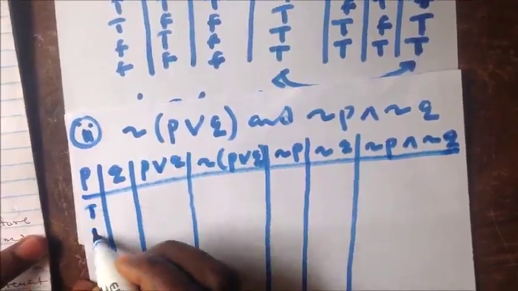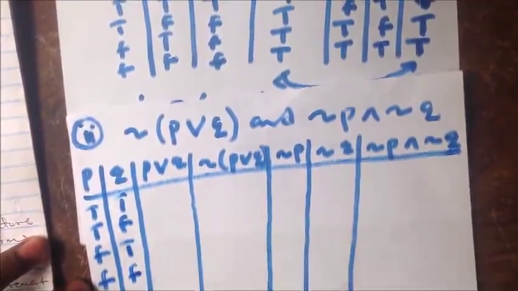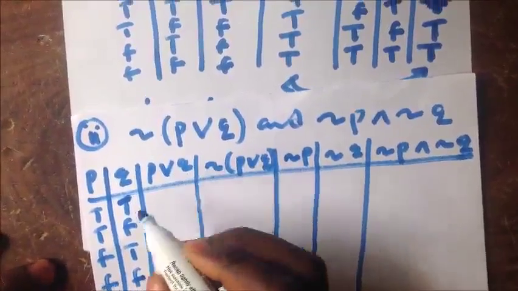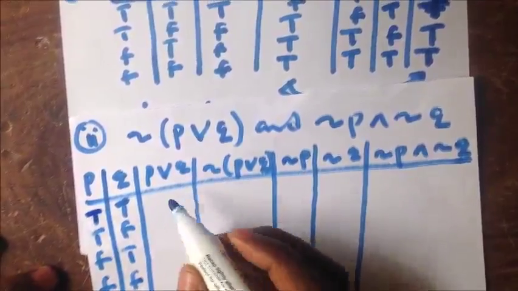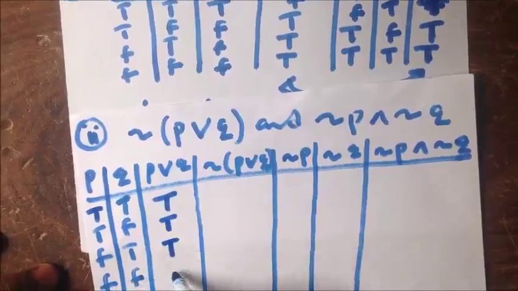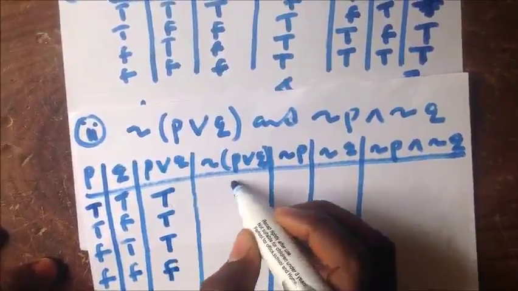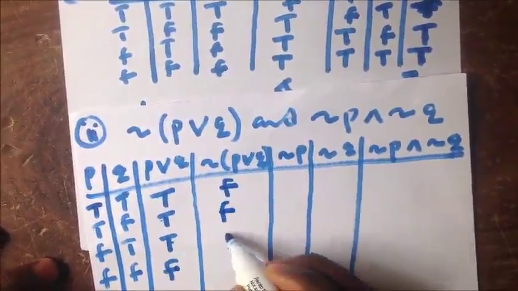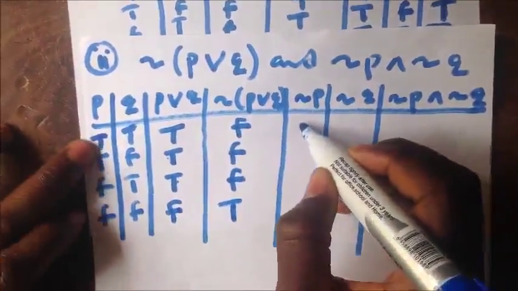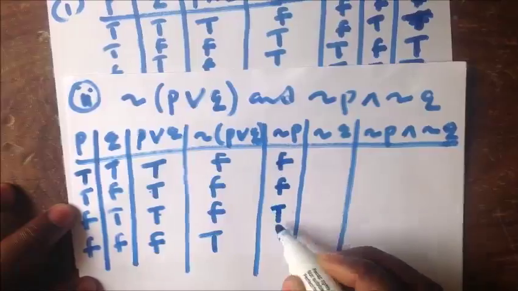Now this is the table that we are going to do. Let's say we have true, true, false, false, and true, false, true, false. We start with the or, which is the disjunction. Disjunction is true when at least one value is true. True, true is true. True, false is true. False, true is true. False, false is false. Then we negate the answer: false, false, false, true. Then the negation of P: true becomes false, false, true, true.